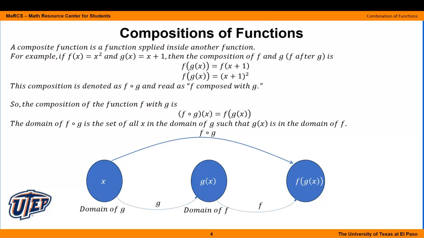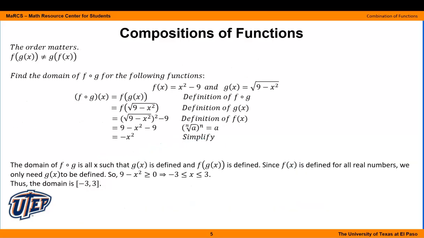F of g of x is not the same as g of f of x. Switching the order usually gives us a completely different result. Think of compositions as a two-step process. Whatever is inside happens first.